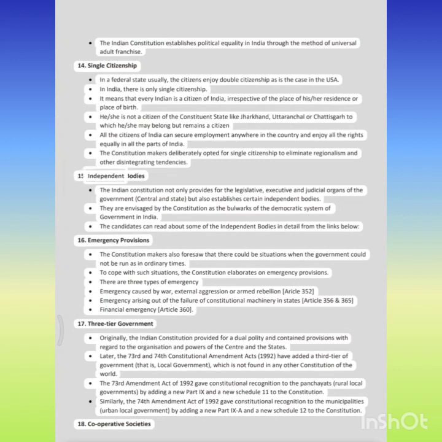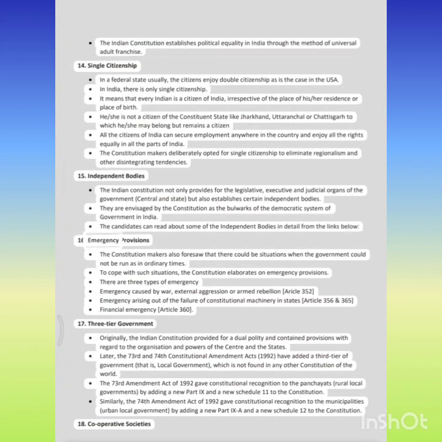15. Independent bodies. The Indian Constitution not only provides for the legislative, executive and judicial organs of the government, central and state, but also establishes certain independent bodies. They are envisaged by the Constitution as the bulwarks of the democratic system of government in India. The candidates can read about some of the independent bodies in detail from the links below.